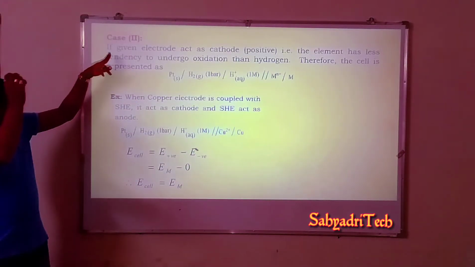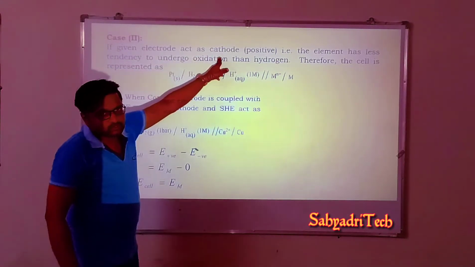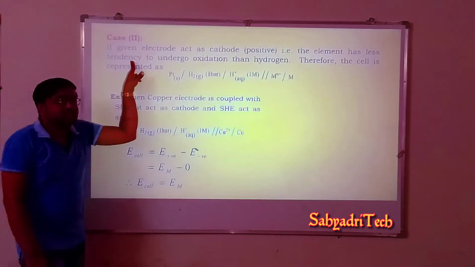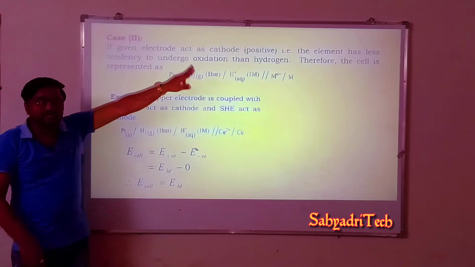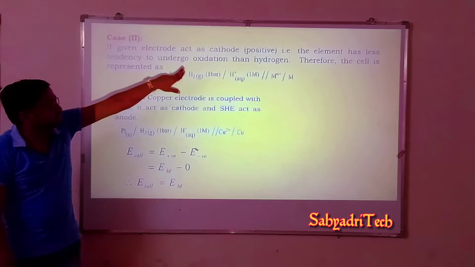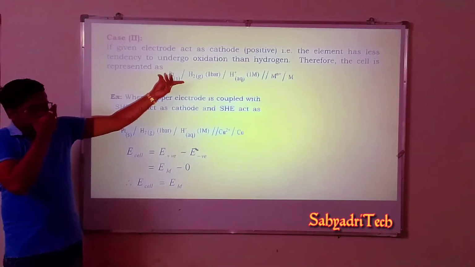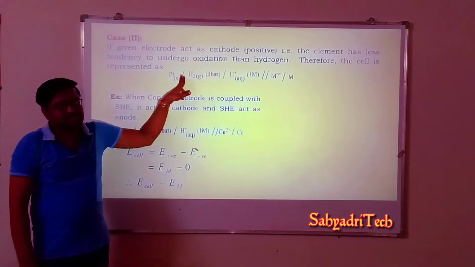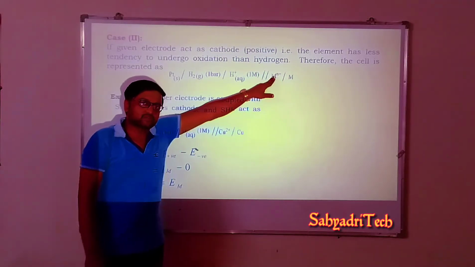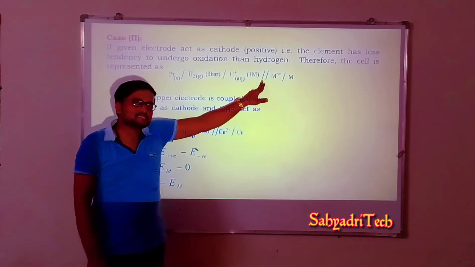In the second case, what is the other possibility? The given electrode may act as a cathode, that is, positive. What it means is that the element has less tendency to undergo oxidation than hydrogen. Therefore, if the given electrode acts as a cathode, then SHE acts as an anode. So how is it represented? First the representation of SHE, since it acts as an anode, is written first, followed by the representation of that electrode. Both are separated by two vertical lines which indicate the salt bridge.